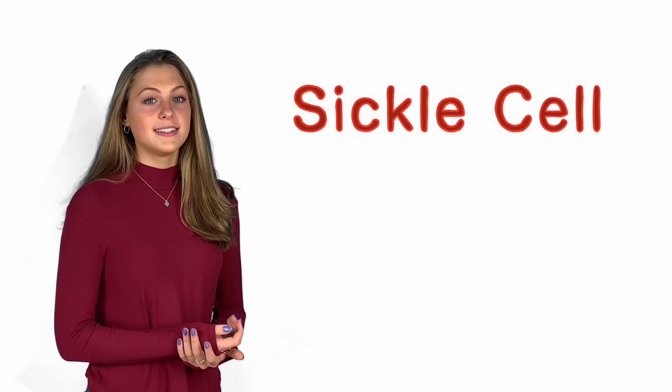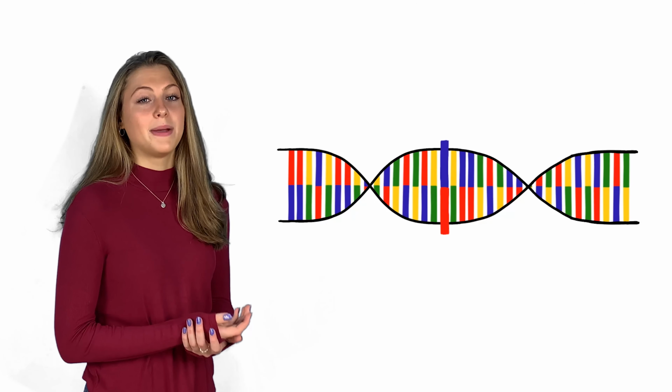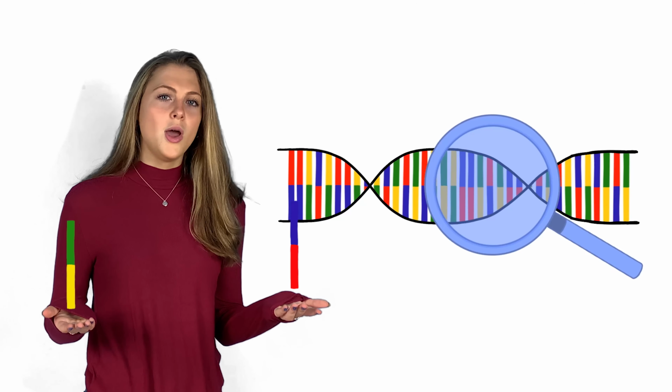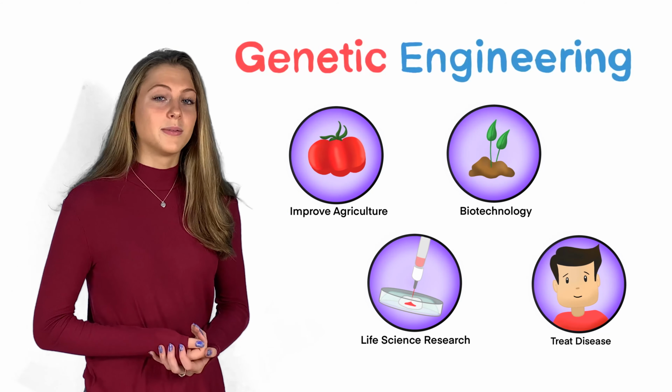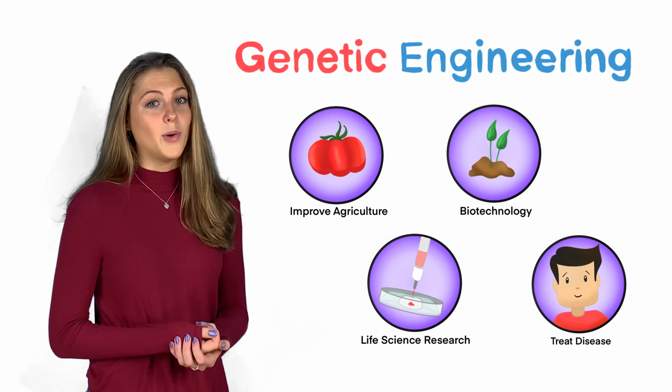Sickle cell is a genetic disease that causes anemia, heart failure, kidney failure, and extreme pain. It is one of many genetic diseases brought on by a single letter change in the DNA sequence, a point mutation. What if we could find and replace that one letter? Genetic engineering, precisely editing the DNA of living cells, enables scientists to do this and more.